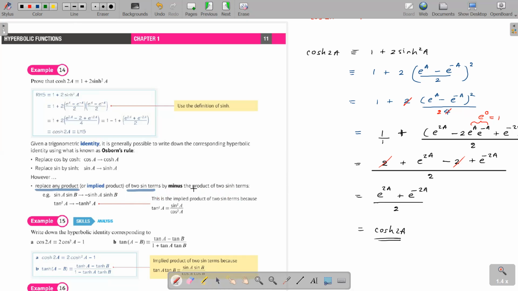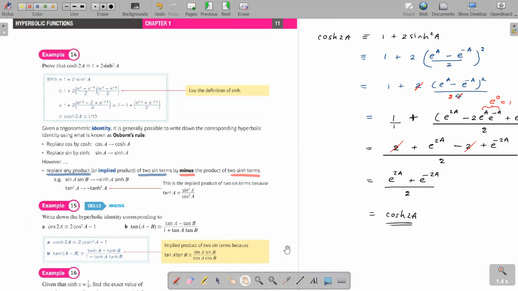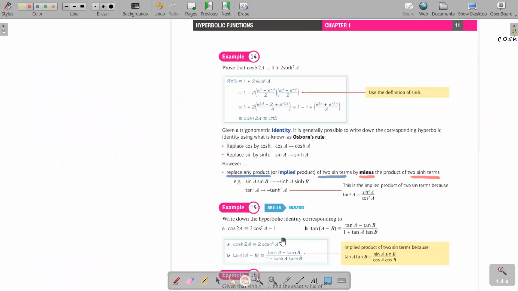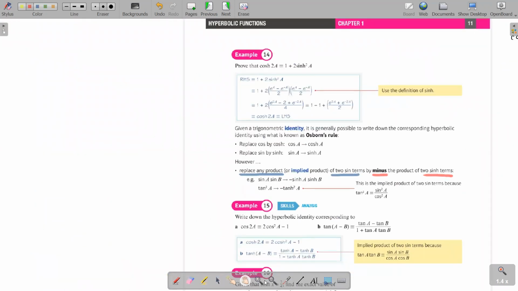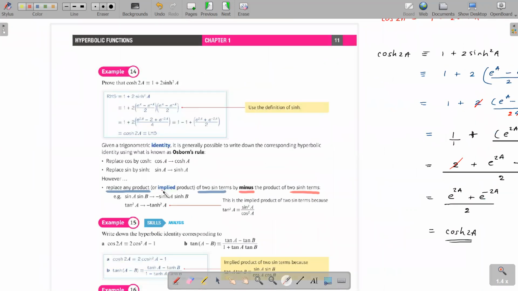Okay, so what are they saying here? They're asking you to replace if you have a product of two sin terms. Okay, when you make it, now sin becomes sinh, right? Immediately. But when you have a product of two sin terms, the product of the two sinh terms is going to have a negative sign. Okay, so there are some examples here. So let's, for example, guys, you can see here the conversion. So look at this conversion. Here you can see sin A, sin B. This is trigonometric.